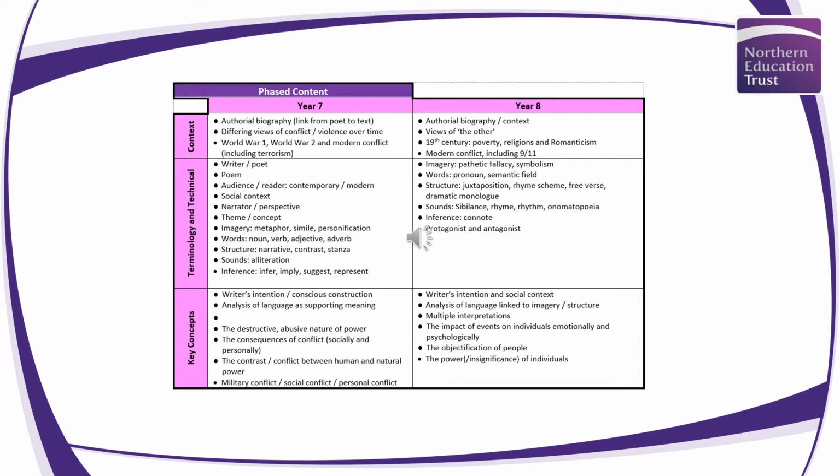So for example, in year 7, looking at the imagery, the metaphors, similes, personification. Then if you look at year 8, we can see the imagery. Not only are they looking at the metaphor, simile and personification, then we're starting to build upon pathetic fallacy and symbolism.